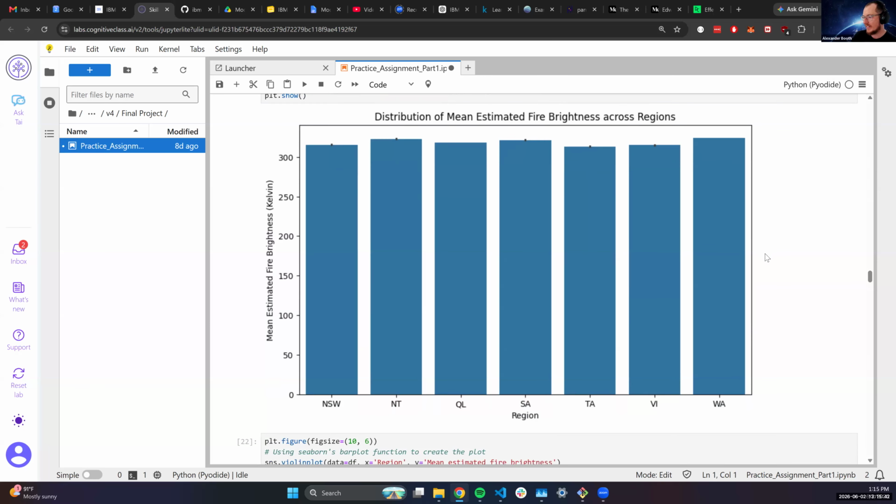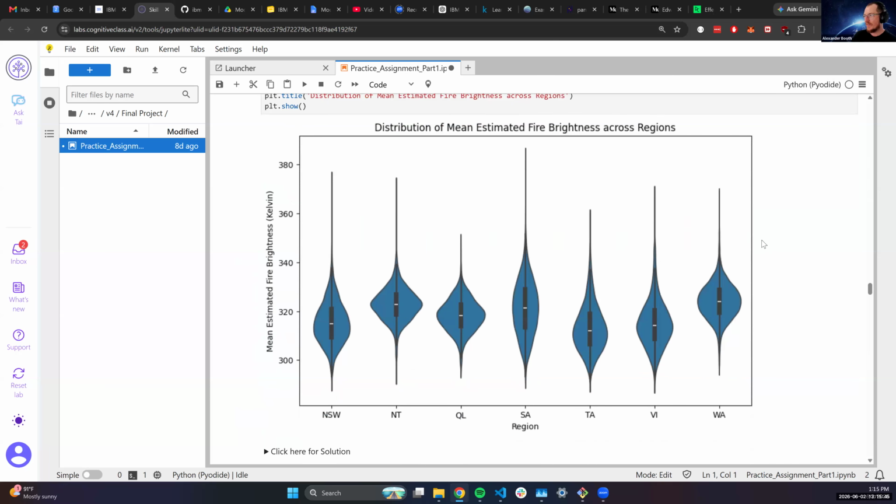just about the highest. We can visualize these as violin plots as well, which again show the distributions. Again, this is still fire brightness. And we can see that even though SA had a maximum that got a little bit high, the average of the distribution, looking at the middle of my box plots, the middle of my humps, WA is still higher than all the other Australian regions.